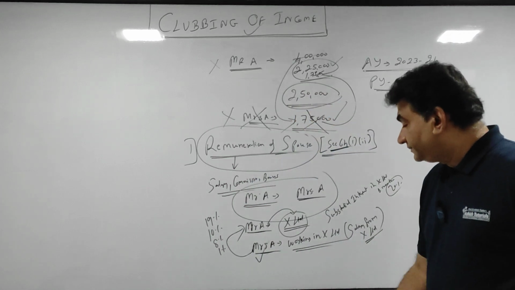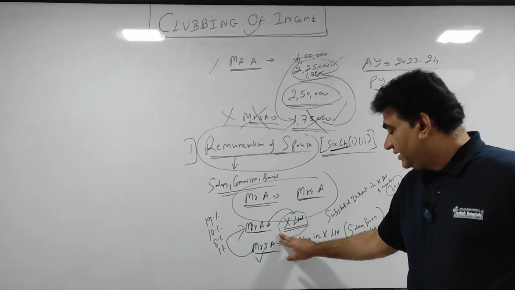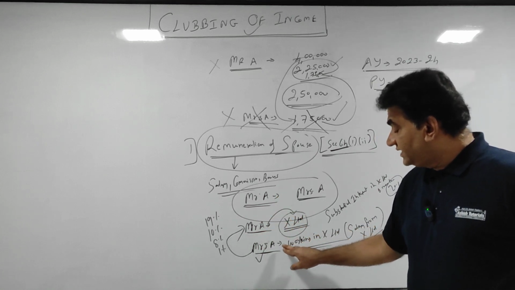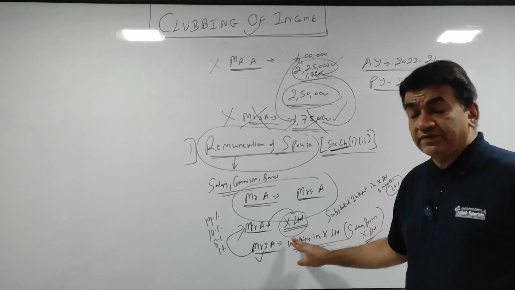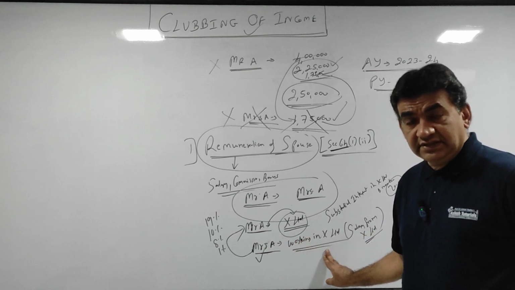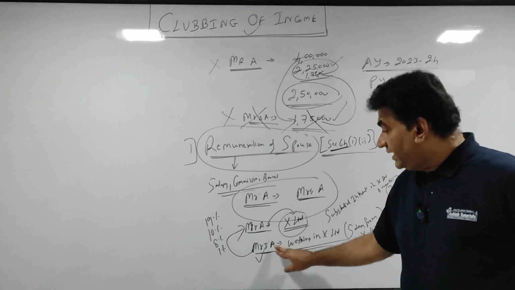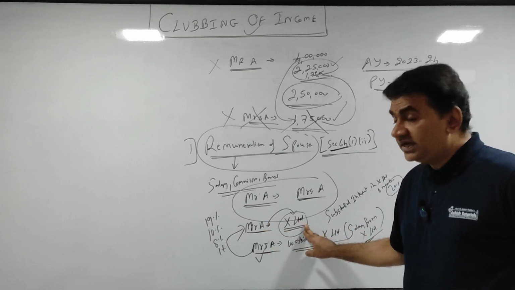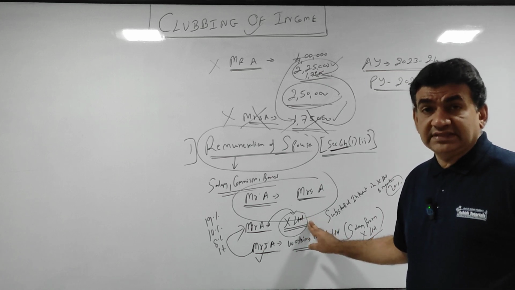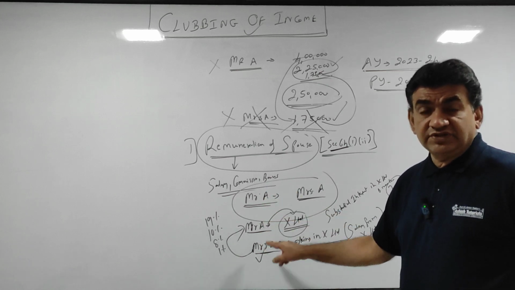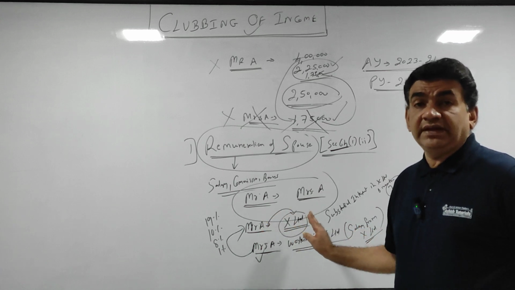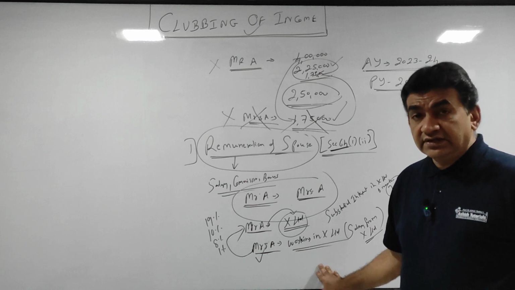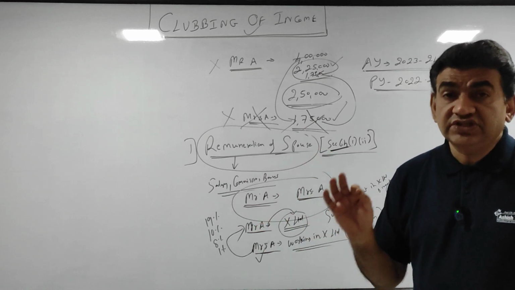Getting it? So I'll repeat again. If Mr. A is working with X Limited, and Mrs. A doesn't have a professional or technical qualification, then it will be clubbed in the hands of Mr. A, provided his substantial interest is 20% plus. If Mr. A has less than 20% of the shares, then it cannot be clubbed even if she doesn't have any professional qualification. Got it? So 20% substantial interest is very important.